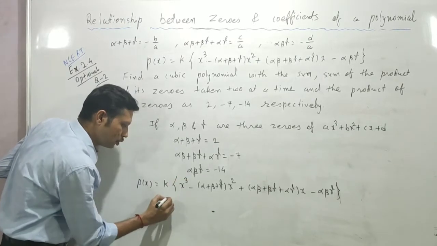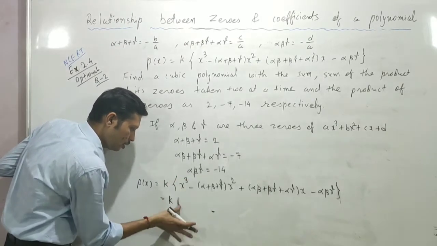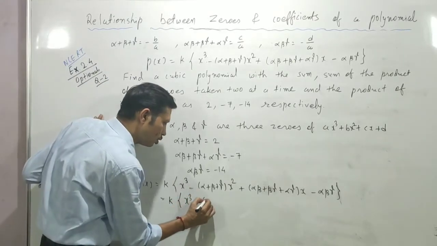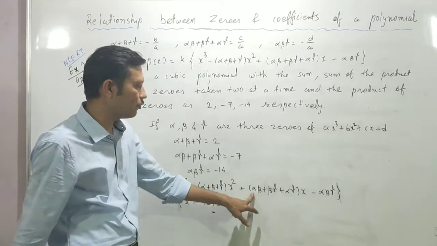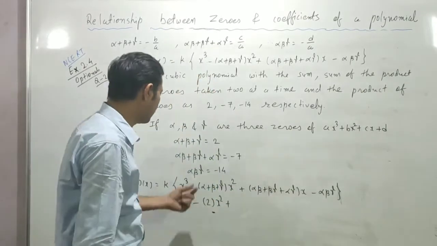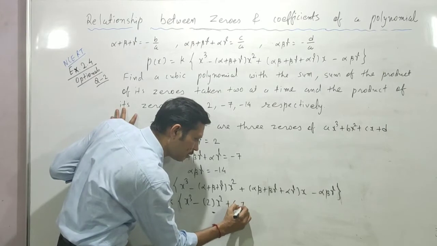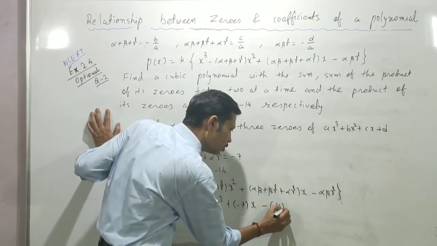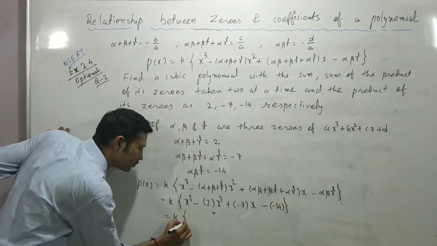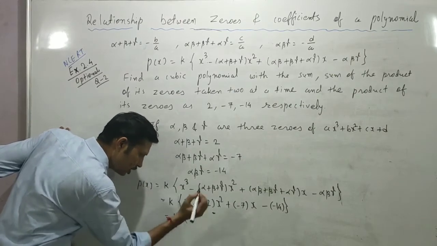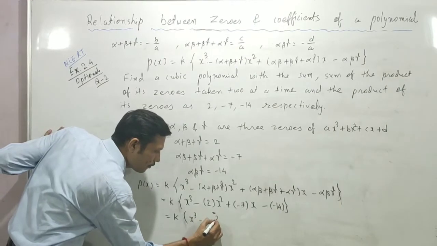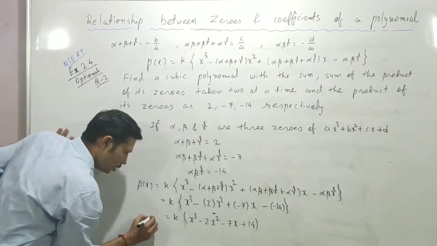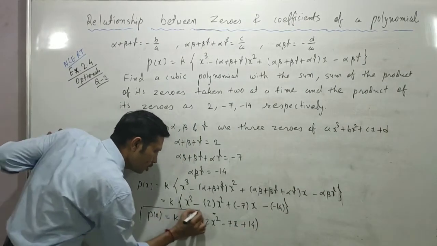It's x cube, so k x cube minus alpha plus beta plus gamma, that is 2, into x square, plus alpha into beta plus beta into gamma plus alpha into gamma, that value is minus 7, so I will place here minus 7 into x, and minus alpha into beta into gamma, that is minus 14. So what simplification will take place? x cube, now I change the bracket, minus 2x square plus minus minus 7x, minus minus, plus 14. That's my required polynomial. Understood, beta?